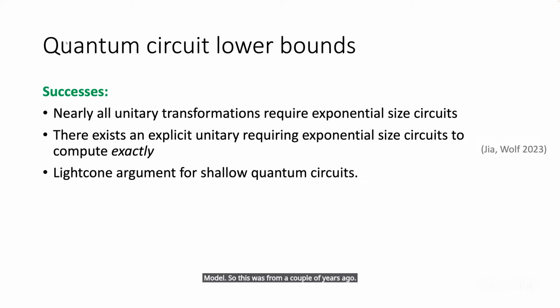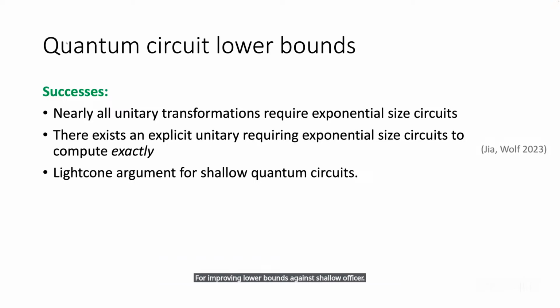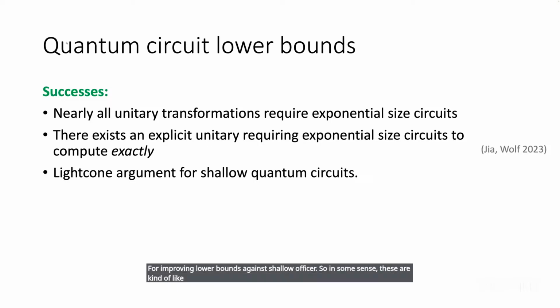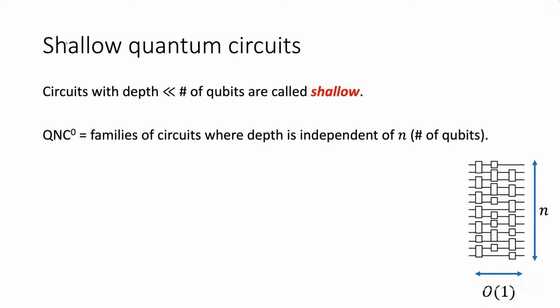And we also know of something called the light cone argument, which I'll explain in a second, for proving lower bounds against shallow quantum circuits. So these are kind of like the successes that are known, at least broadly speaking, in quantum circuit complexity. What about the failures? Well, I'd say the field is a bit too young to have failures yet. So there's some very interesting questions. Oh, good. So I'll talk about it right now.